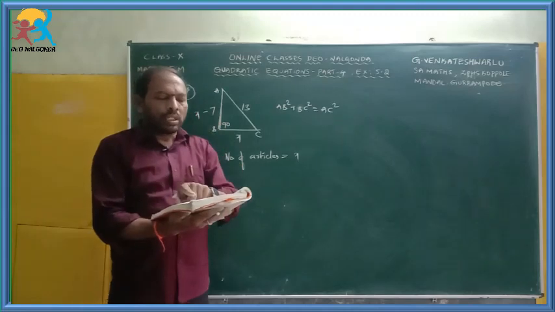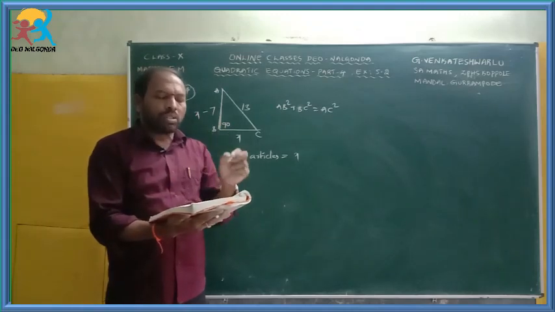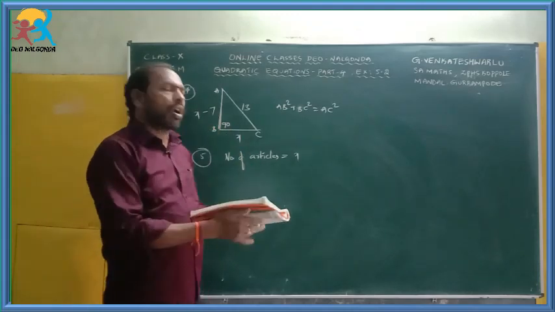The cost of production of each article was 3 rupees more than twice the number of articles.